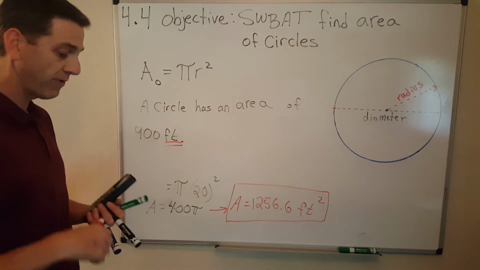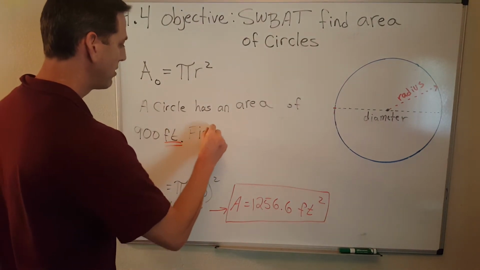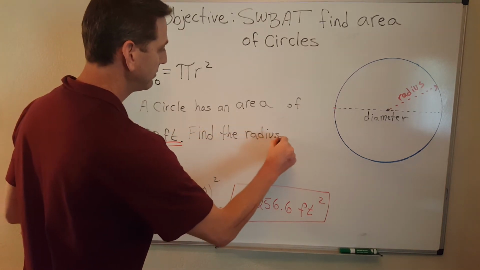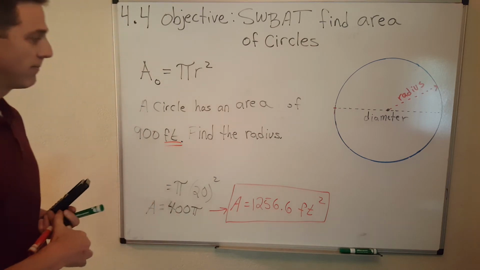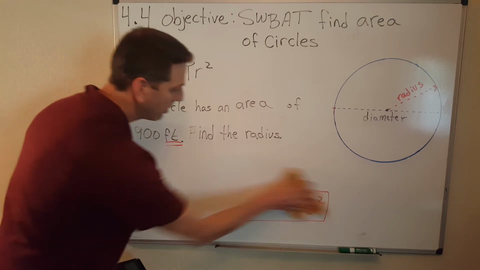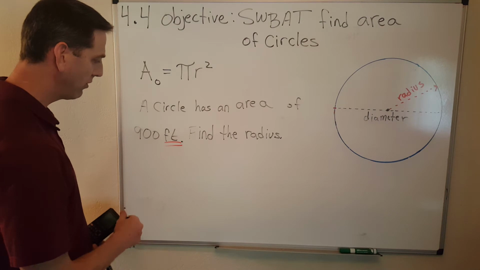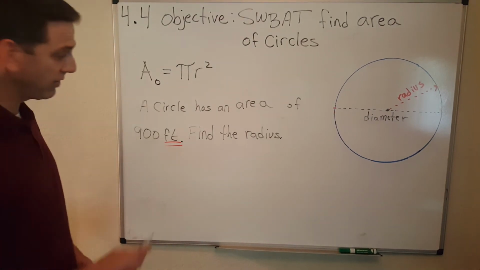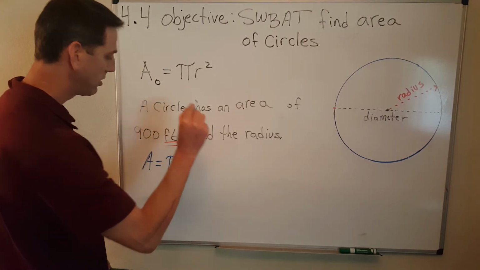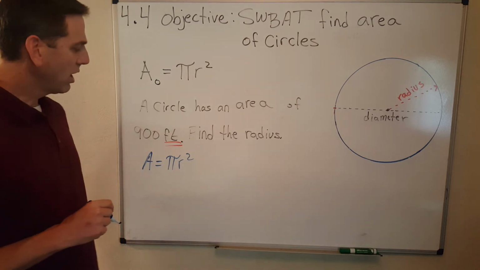Now I want to find the radius. Okay, so once again, the first thing we want to do is write out our formula. And the formula for the area of a circle is area equals pi r squared.